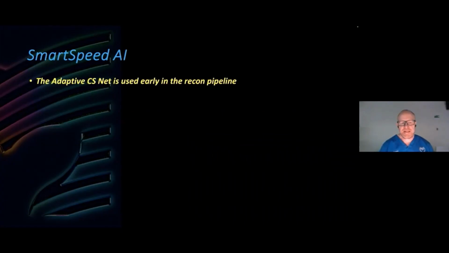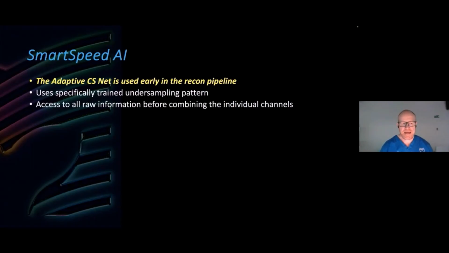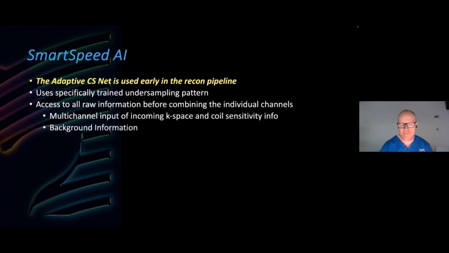So Adaptive CS-Net is used very early in the recon pipeline, and this is really important with Philips in the way that they use SENSE. It uses a specifically trained undersampling pattern. And at this point, it has access to all the raw information before combining the individual channels. So by having this raw information, you actually have the bare bones of everything coming through, the multi-channel input of incoming k-space and coil sensitivity info, as well as the background information.